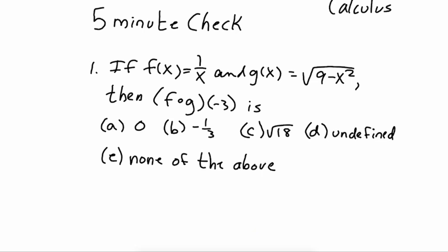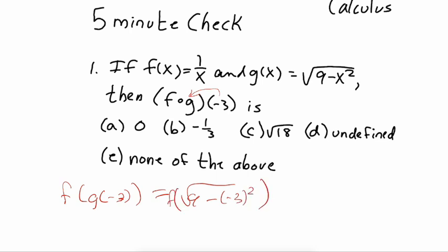Okay, so if we take a look at this problem, let's remind you what this means. This notation means if I put -3 into G and get that answer, I will put that answer into F. So you want to think about writing it like that. Okay. If I put -3 into G, I get the square root of 9 minus -3 squared. Now I still have to put that into F.